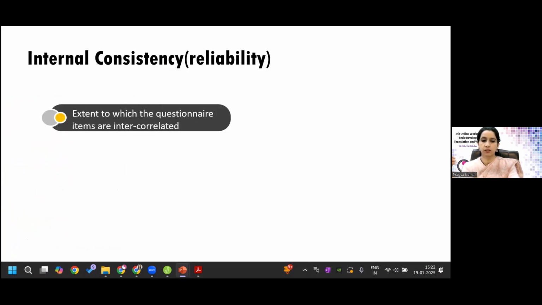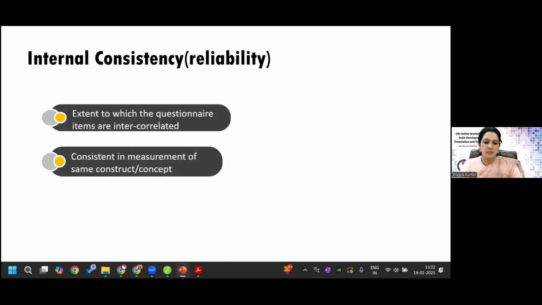So what is reliability? How do we define internal consistency? It tells you that the items are intercorrelated, that they are correlated with each other. That means all the items are measuring the same construct. If the items are correlated with each other, then the scale is internally consistent, and you can say that all the items are measuring the same construct.